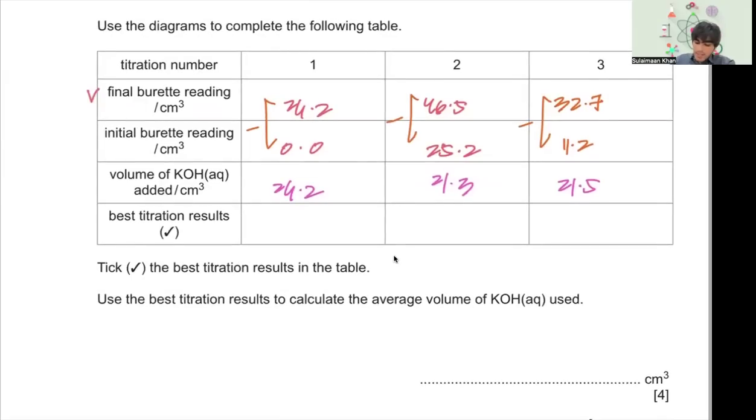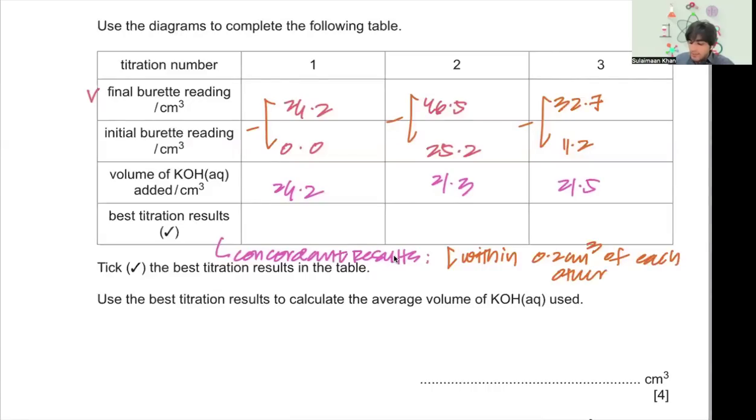Now, which two are the best titration results? Remember, the best titration results are always concordant results. What's meant by concordant? Concordant results are the results which are closest to each other. In chemistry, they are results which are within 0.2 cm cube of each other. But even if you can't find results within 0.2 cm cube, in this case you could see the only difference between the two is 0.2 cm cube, right? So these are concordant results, right?